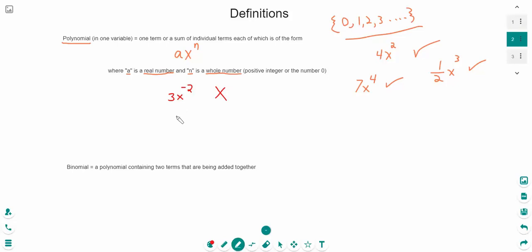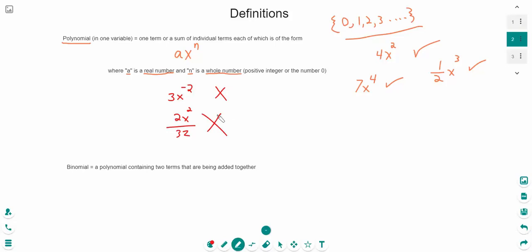What about 2x squared over 3z? Again, this would not be a polynomial. Why not? Well, because it's not in the correct form. All right? We don't have an a times an x raised to the n. We don't have that here. We have a 2 times an x raised to a 2, but all of that's being divided by a 3z. So this is the incorrect form. So this would not be a polynomial.